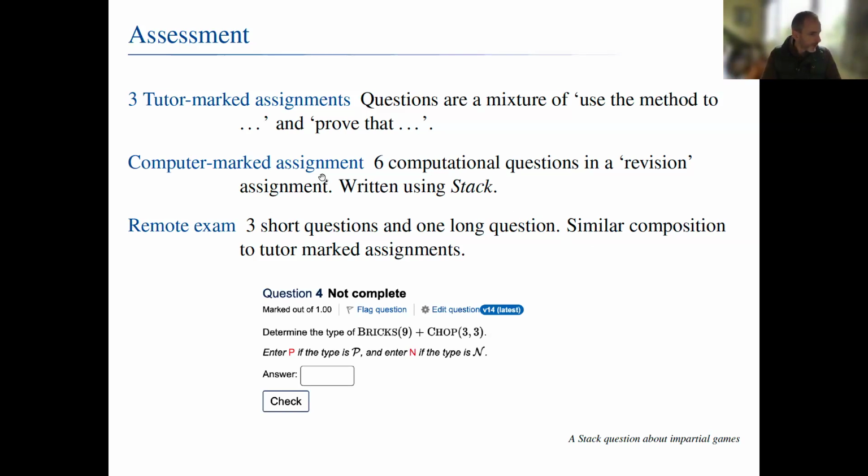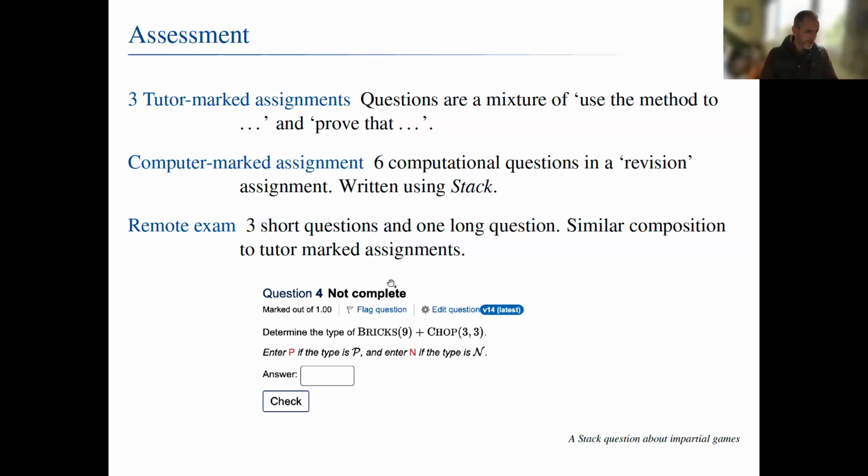Then we also have, at the end of the module, a computer marked assignment, of which 6 of the questions, so a quarter of the questions, would be on game theory. And these are in a sort of revision type assignment, and it's to help students revise as they're preparing. And all of these questions, I should say, were written using Stack.